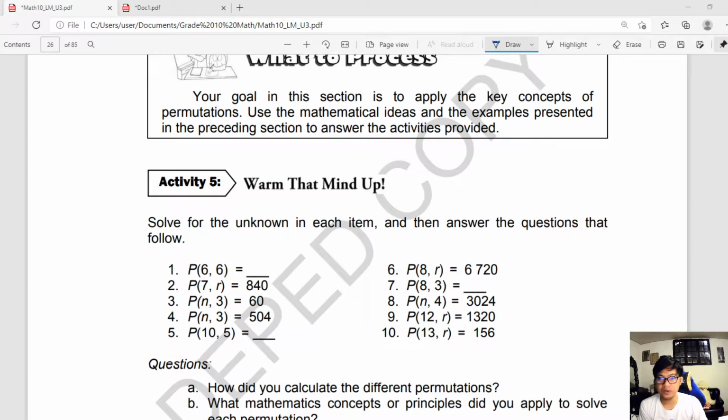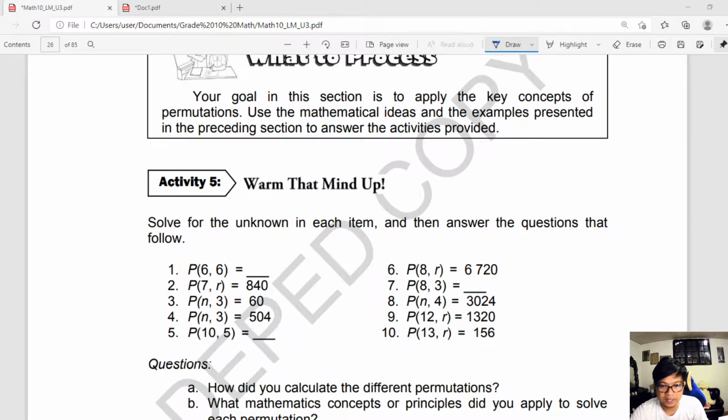Sa video na to, pag-aaralan natin paano ba gamitin ang ating mga calculators sa pag-solve ng permutation. So, meron tayo dito mga problems. Kailangan nating hanapin yung permutation, yung n, or yung r, depende kung ano yung hinahanap natin. Dito, kailangan natin ng trial and error, especially pag large yung numbers na involved.